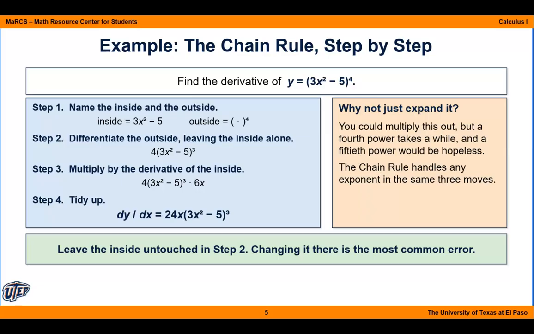After simplifying, the derivative dy/dx is equal to 24x times (3x squared minus 5) all raised to the power 3. We could expand the original fourth power, but that would create unnecessary work. The chain rule handles the same structure even when the exponent is much larger.